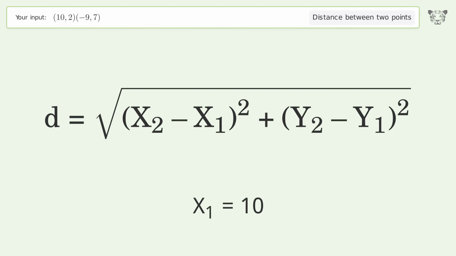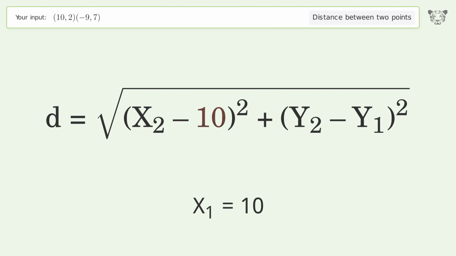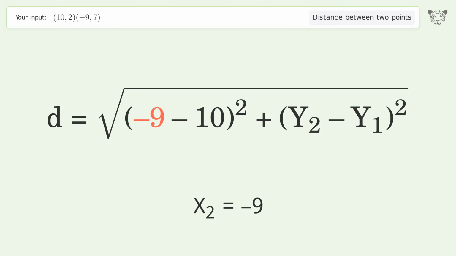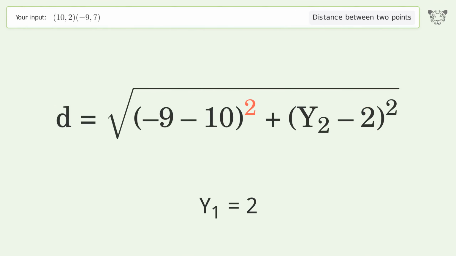x1 equals 10. x2 equals -9. y1 equals 2. y2 equals 7.